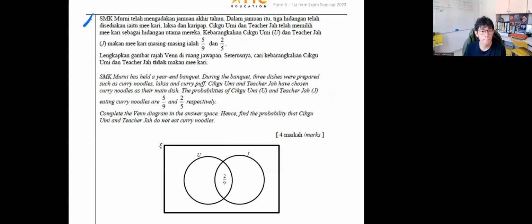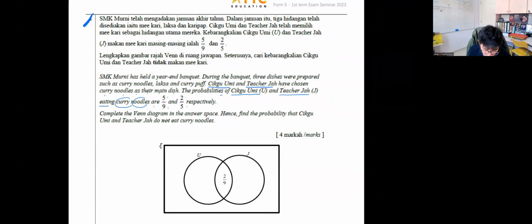Okay, can you see already? Okay, good. So I repeat again. Over here, Cikgu Yumi and Cikgu Ja have chosen curry noodle as their main dish. Then the probability of Cikgu Yumi and Cikgu Ja eating curry noodle are 5/9 and 2/5.